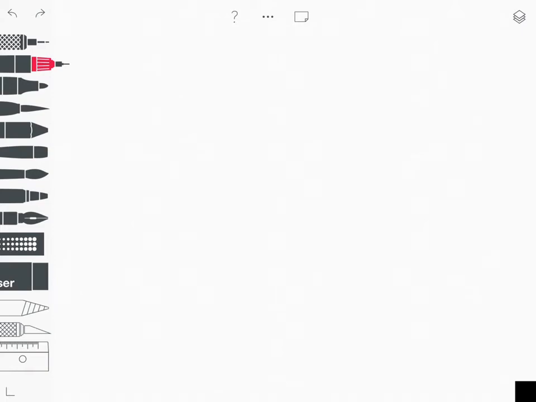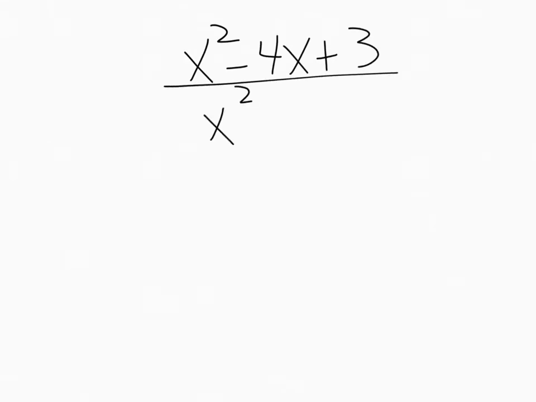Chapter 8a Review. Question number 1. We're given the rational expressions x squared minus 4x plus 3 over x squared plus 3x minus 4. And you are asked to simplify these rational expressions.